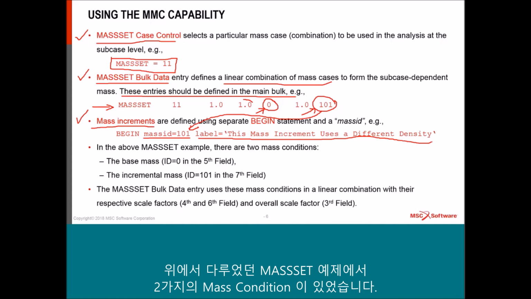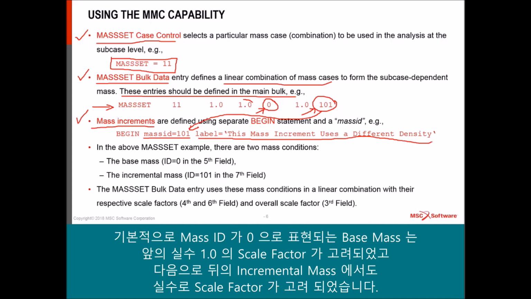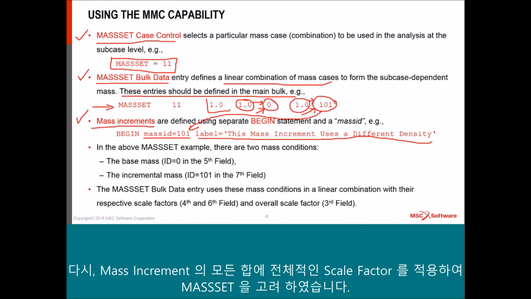As I said, this is the base mass, which is denoted by the 0, and we've got a 1.0, always a real number, a scale factor that is going to be scaling this base mass, and then this scale factor, also a real number, is going to be scaling this mass increment. And this again is the overall scale factor for the summation of these mass increments.